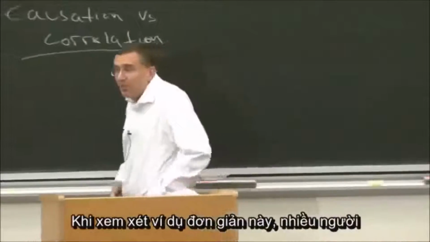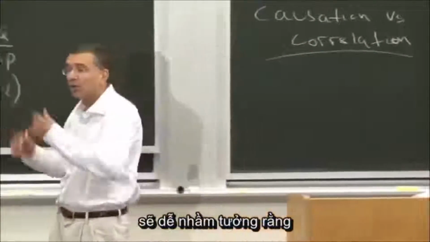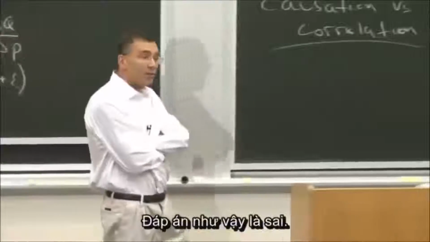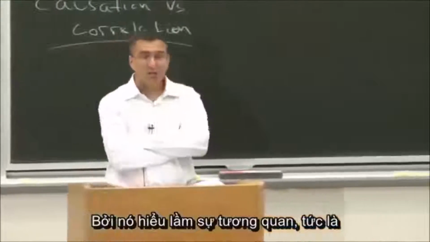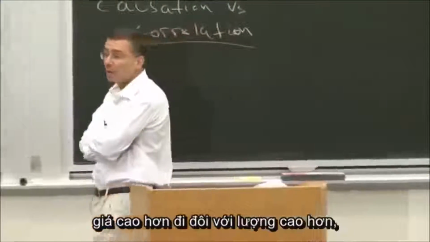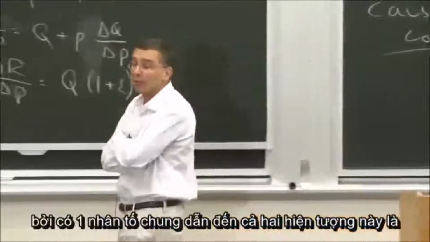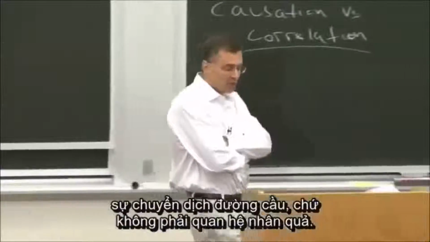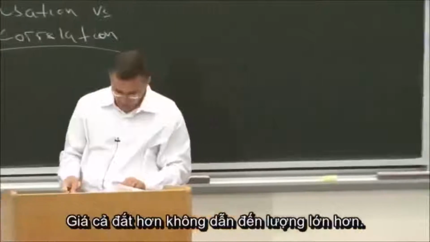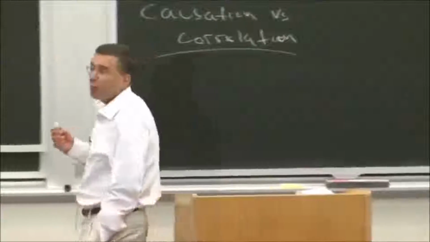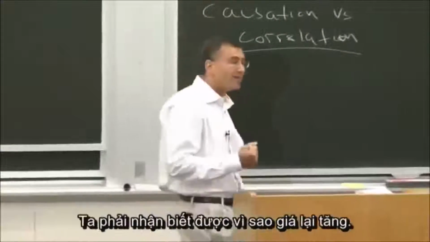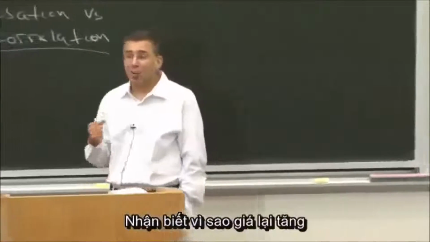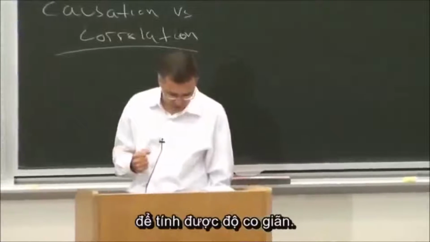So if you looked at that simple example, as many people in the real world would do, they'd say, hey, look, higher prices cause higher quantities. You're getting the wrong answer because you're confusing correlation, which is, gee, the higher price is correlated with the higher quantity because there was a common factor causing both of them, which is the demand shift, and not causation. The higher price did not cause the higher quantity. So what do we need to do? We need to distinguish why the price increased to measure this.